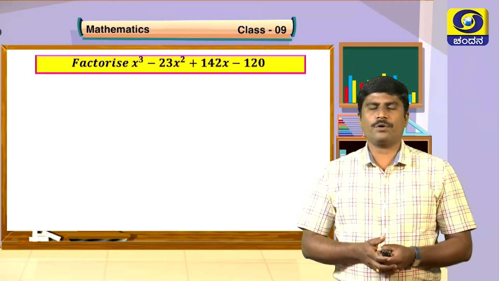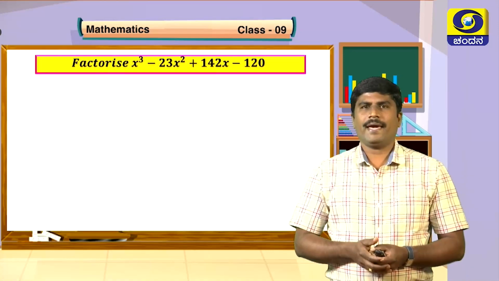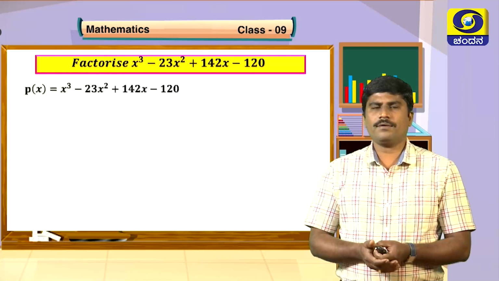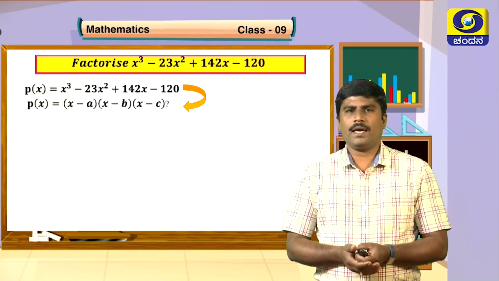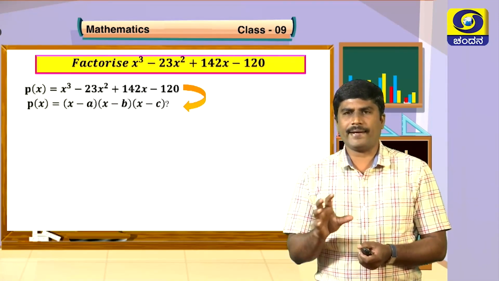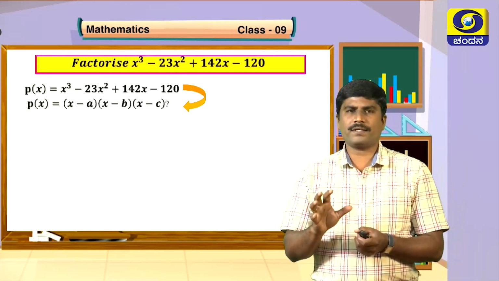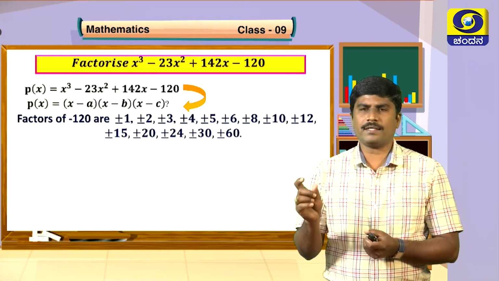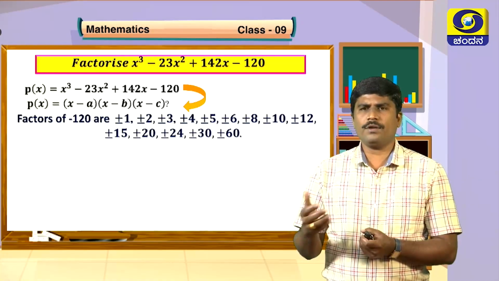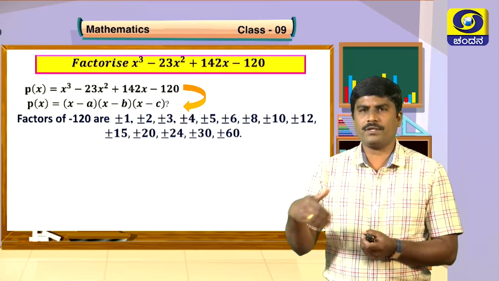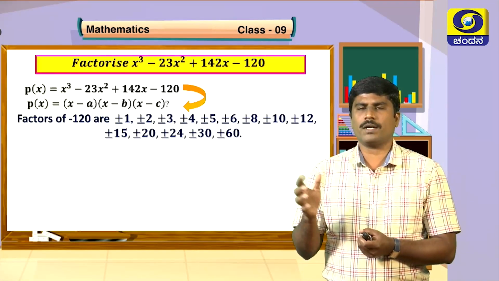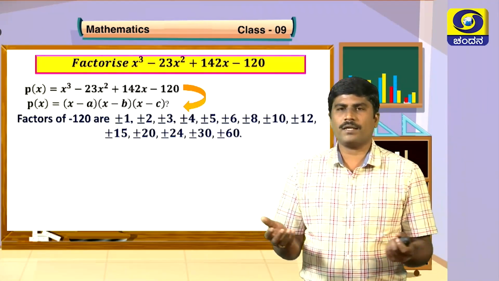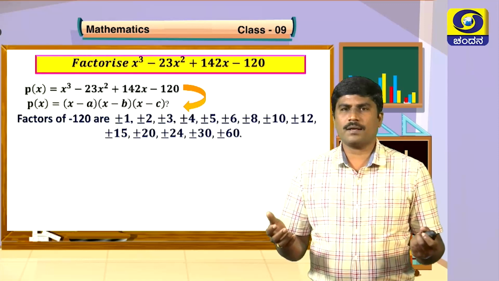Now let us know how to factorize a cubic polynomial, x cube minus 23x square plus 142x minus 120. Here x minus a, x minus b and x minus c are the factors. Let us assume that p of x becomes 0. So now let us understand the factors of minus 120. There are so many factors you are going to get. You have to check everything. Let us take plus or minus 1, plus or minus 2, plus or minus 3, plus or minus 4, plus or minus 5, plus or minus 6, plus or minus 8.